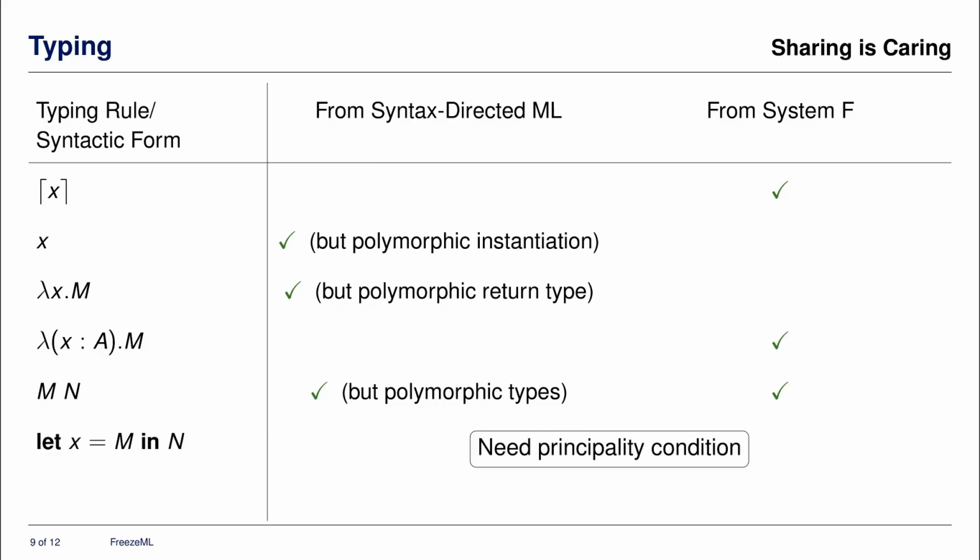For unannotated lets, I just showed you the principality constraint that we had to integrate. And we also had to take care of the value restriction in that rule, but let's not go into the details of that. Finally, annotated let bindings don't really have a counterpart in a kind of core language presentation of ML, so in a sense this rule is new.